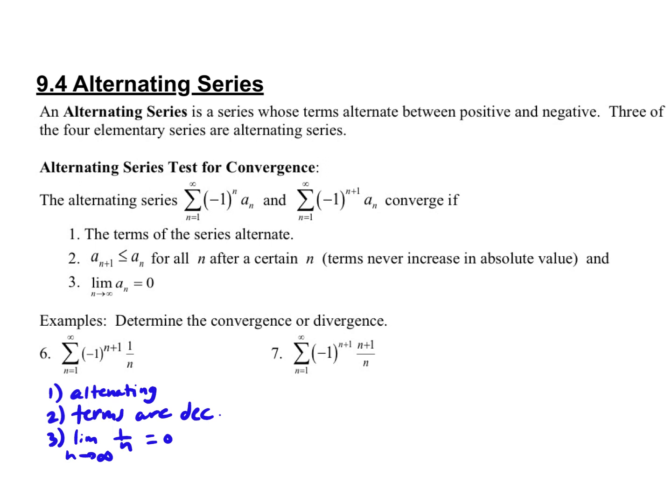Okay? And it's of the terms. It's not of the series, right? The terms are approaching zero. We're not saying that the sum is approaching zero. We're saying each of the individual terms are approaching zero. Okay, so all three conditions are met, which means we can say that it converges by the alternating series test.